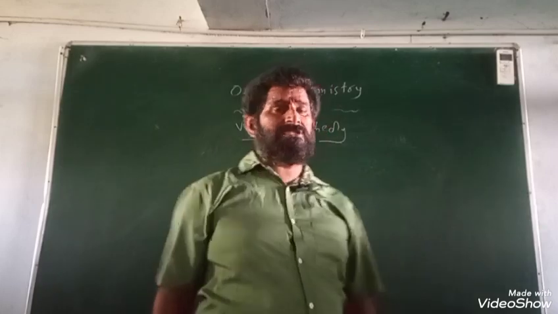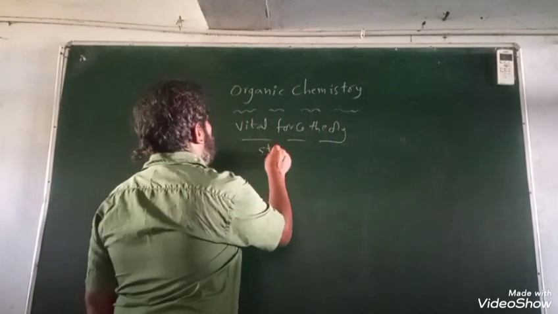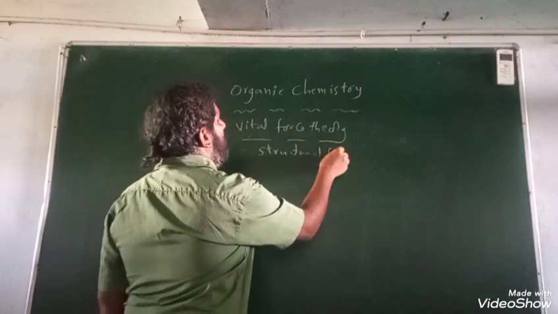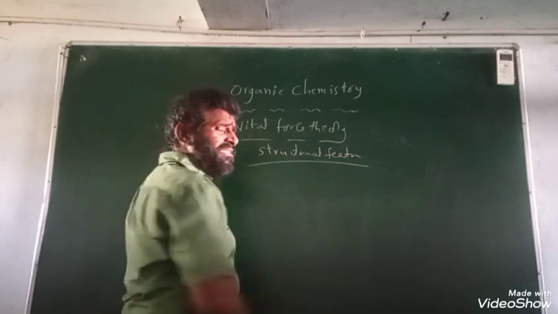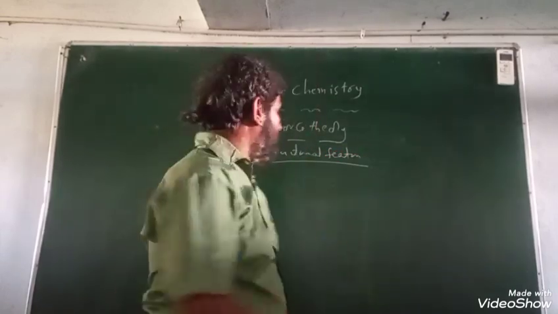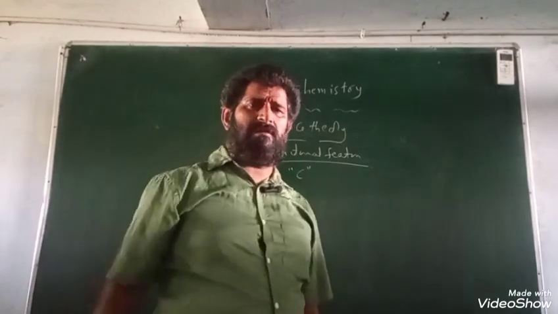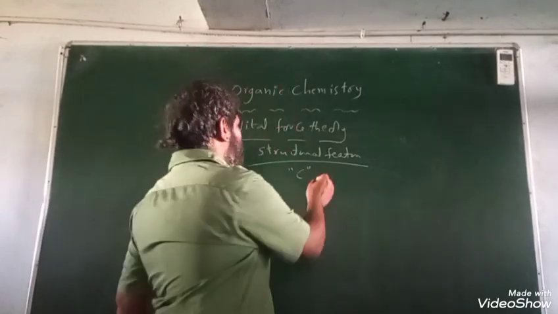Now the next one, structure of organic compounds. Coming to the structural features. The basic unit of all organic compounds is carbon. So carbon is the main component of all organic compounds, and hydrogen is the helper.